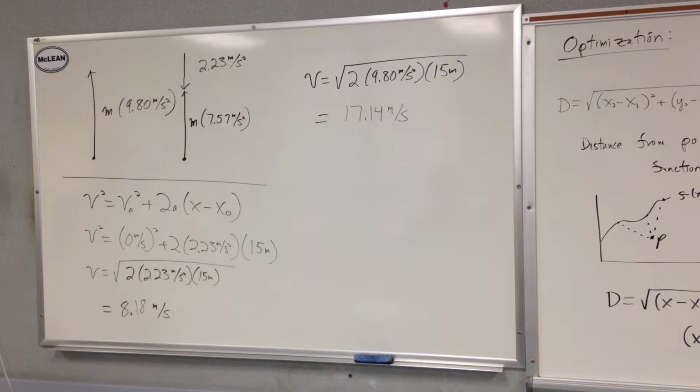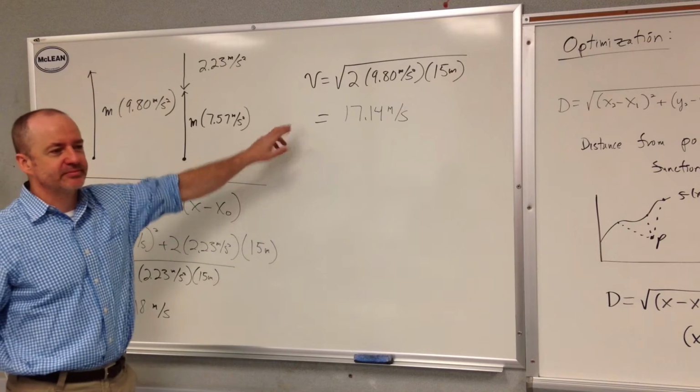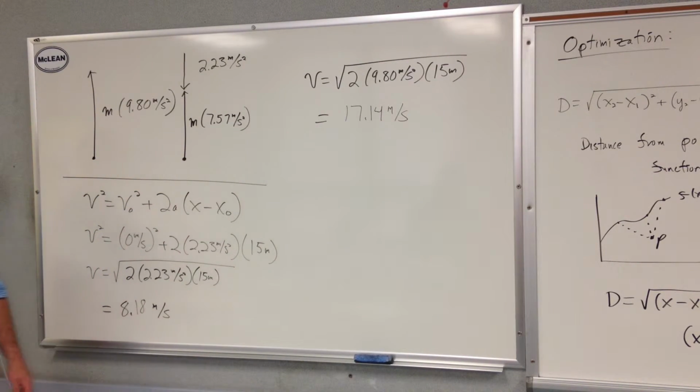So that's twice as fast. That's like getting hit by a car in a residential zone that's going a little over the speed limit. Noticeably over the speed limit, actually. So these are his choices if he drops. I'd take the broken bones of 8.18 any day. I'll take that, yeah.